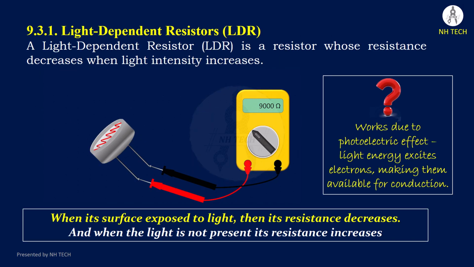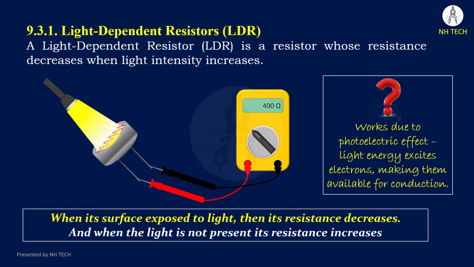Our next topic is the light-dependent resistor, or LDR for short. An LDR is a special type of resistor whose resistance varies with the light intensity falling on it. In darkness, its resistance is very high, so very little current flows through it. But as the light intensity increases, its resistance decreases, allowing more current to flow.